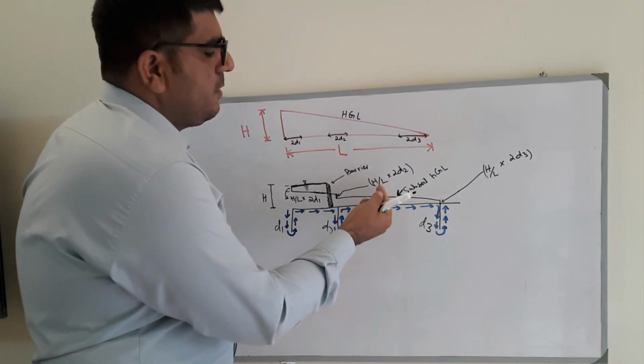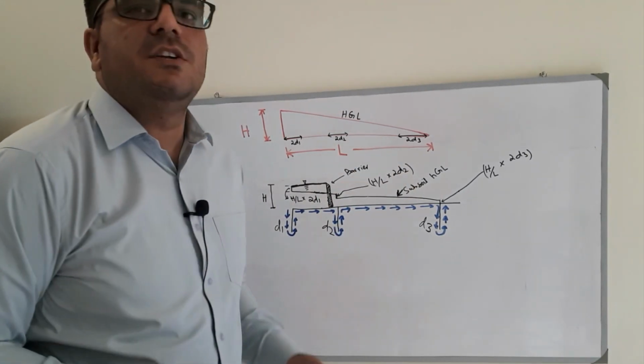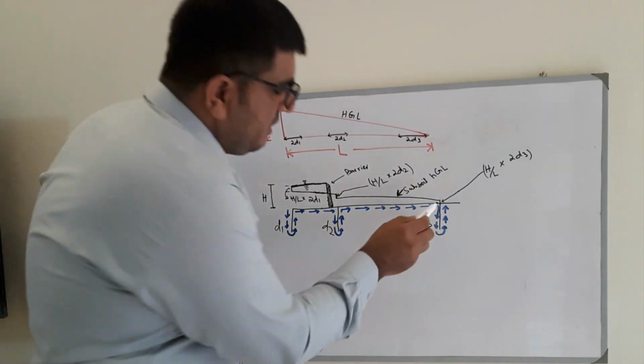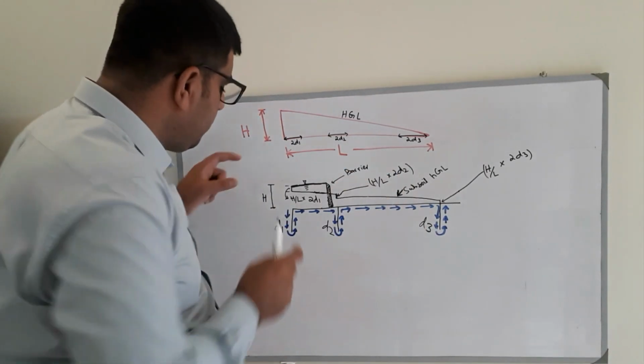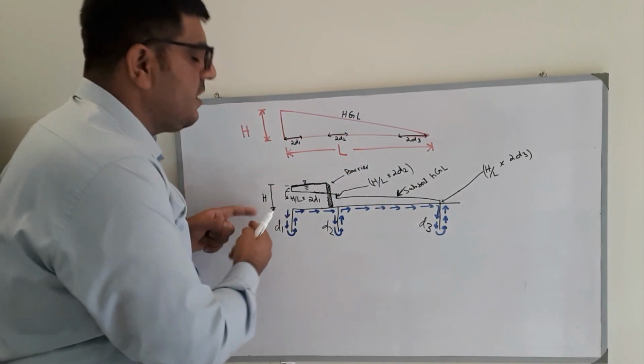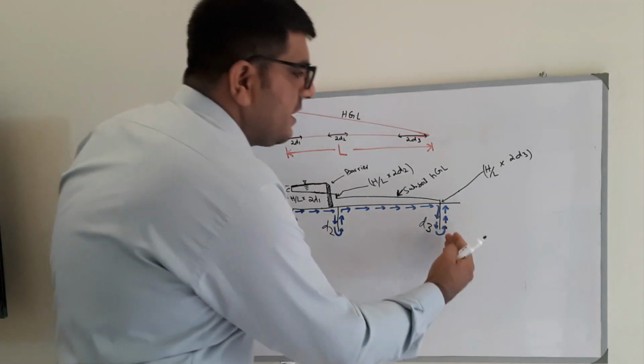So up to sheet pile D2, this vertical drop is by the sheet pile D2, and it can be calculated by the hydraulic gradient multiplied with the 2D2, and similarly with the D3, this vertical drop. So it means that the total head is dissipated or lost over the total creep length.